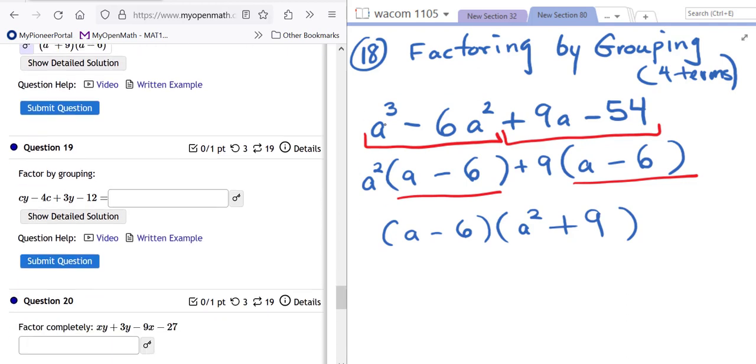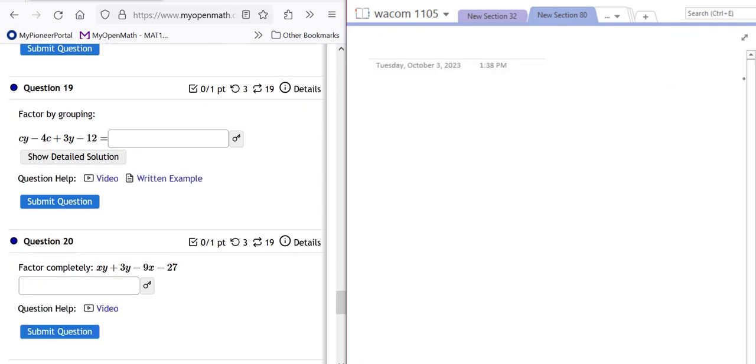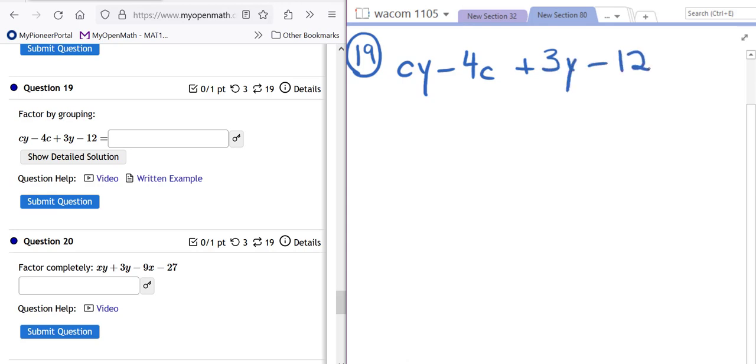Okay, so they would also count to what we did right. Okay, so I'll do that one. That one to me looks so weird with that C there. But maybe it's better to do it, so if it bothers you, it's okay. You have seen it. So cy minus 4c plus 3y minus 12.